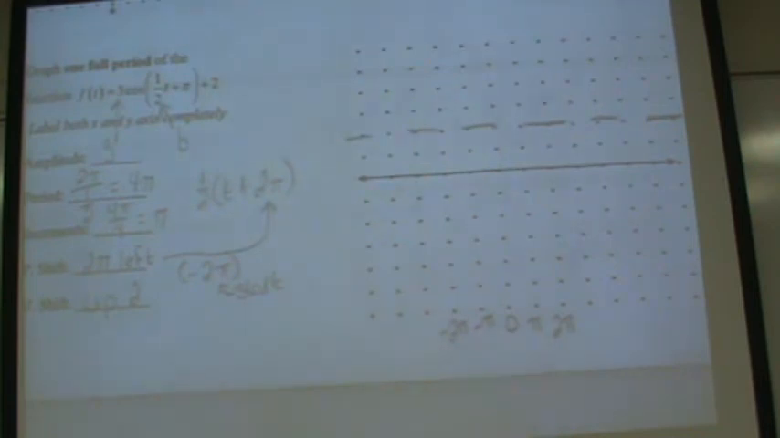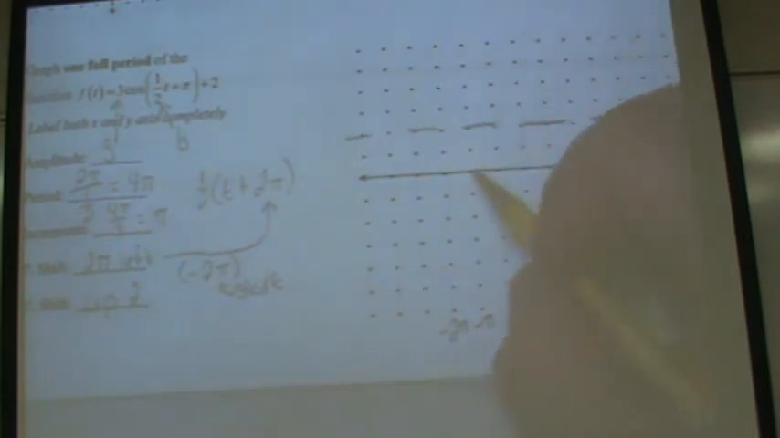Yes? If you go to the left and you start at 0, would it go to 4 pi? If you're going to the left, you would be starting at your -2 pi. So you'd go -3 pi, -4 pi, -5 pi, -6 pi. Okay?